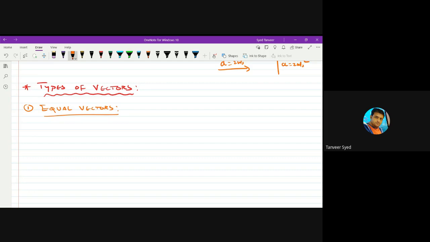We say that two vectors are equal if they have the same magnitude and direction. Both magnitude and direction must be the same. Then those two vectors are equal vectors, like this. This is some vector P.